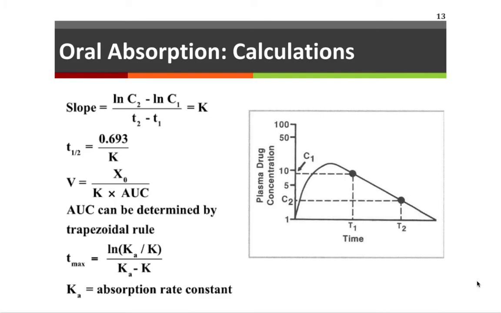So if we have just two levels drawn during the elimination part of the curve, as is shown in the diagram, C1 and C2, with corresponding time points T1 and T2, then the slope obtained by taking natural log of C2 minus natural log of C1 over T2 minus T1 will give you K, which is the elimination rate constant in this model.